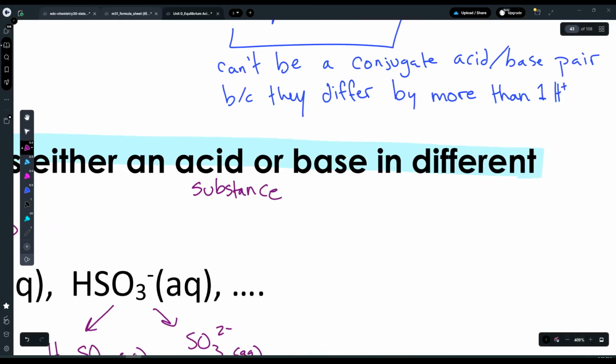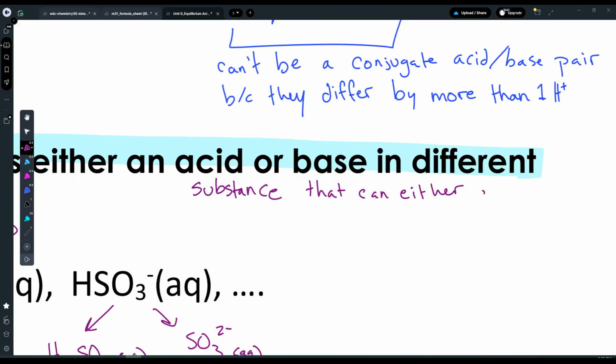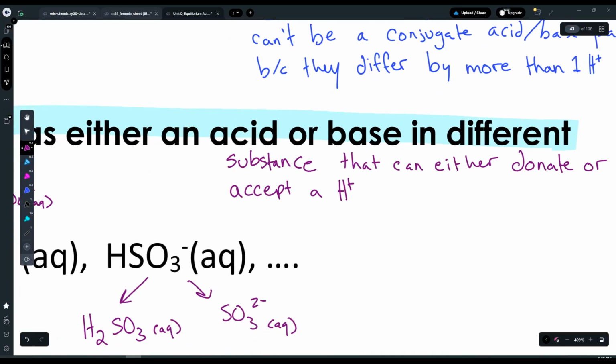So an amphiprotic substance is a substance that can either donate or accept a hydrogen ion. Actually, I'll just leave it as H+.